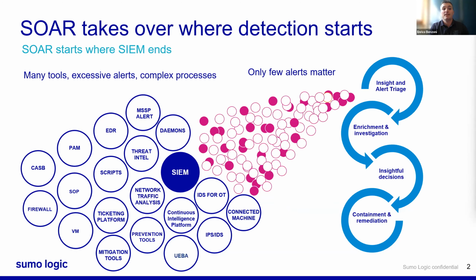We say the SOAR starts where the SIEM ends. They work very closely, but the SOAR does not necessarily just receive alerts from the SIEM. You can ingest alerts based on what you would like to activate a specific process. For example, you can ingest alerts from an IDS for operational technologies in an industrial environment, or from IPS, connected machines, MSSP alerts, so whatever you want to ingest.